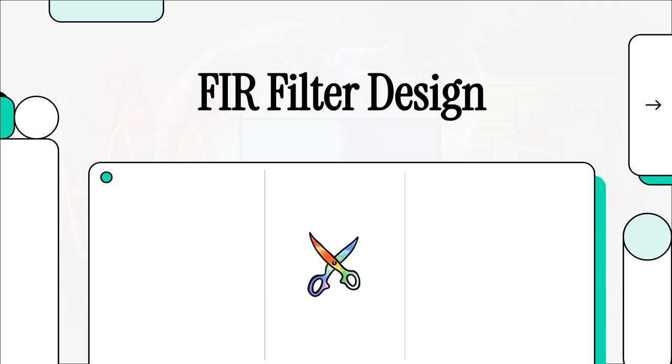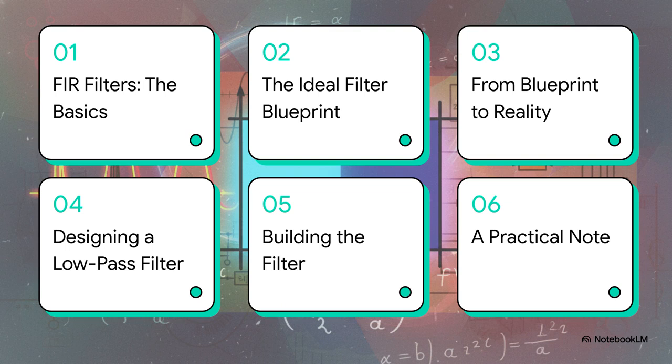All right, let's dive right in. Today, we're going to build a digital filter right from the ground up. We'll be using one of the most fundamental techniques out there in signal processing, the Fourier series method, to design what's known as a finite impulse response, or FIR filter.